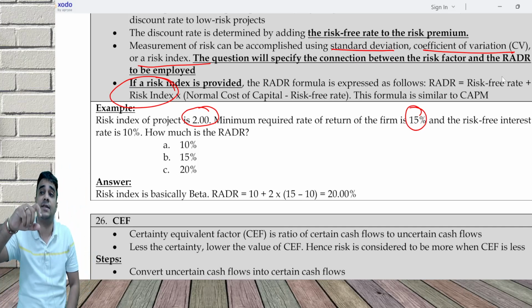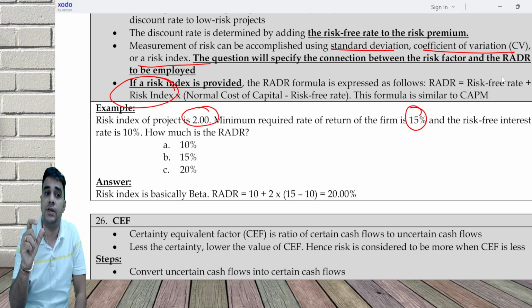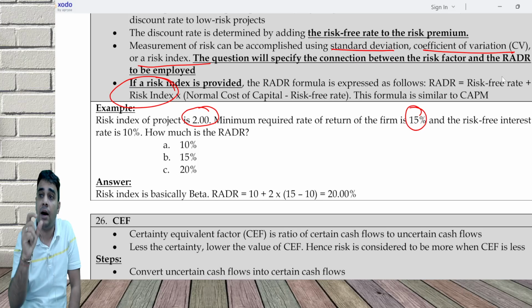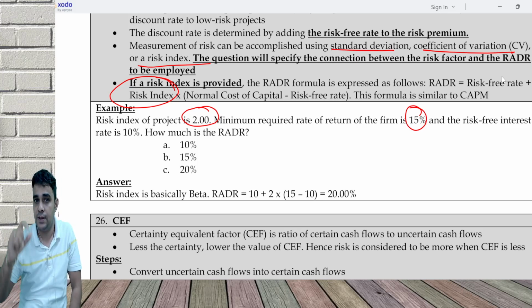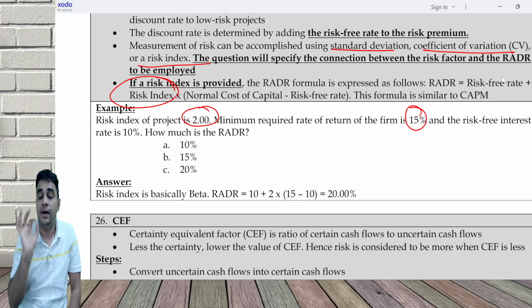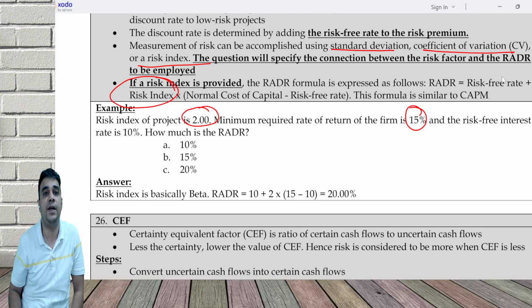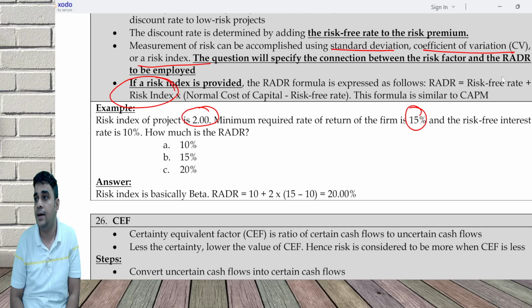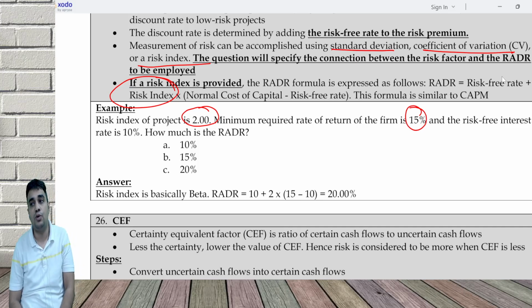What RADR says is that the risk of a project is going to be the same across years. When I say across years, year 1 20%, year 2 20%, year 3 20%. The CF approach allows us to not change the discount rate. The discount rate under the CF approach is equal to the risk-free rate.